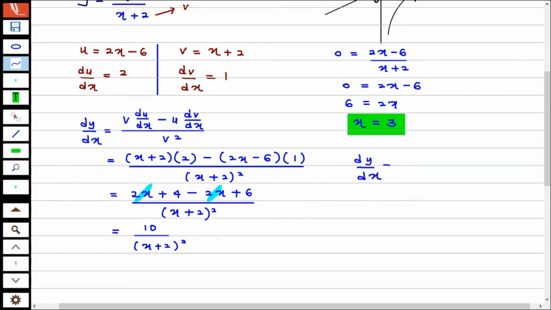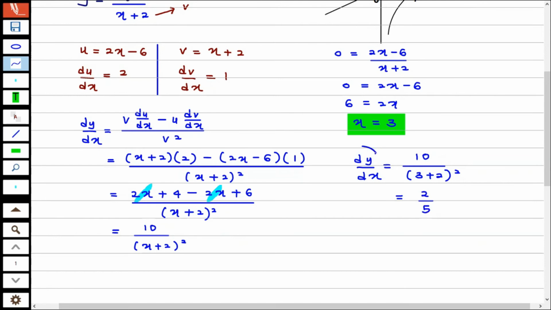Your dy/dx equals 10 over, your x is 3, 3 plus 2 squared. So if you put it inside the calculator, class, you're going to get 10 over 25, right? 10 over 25 is 2 over 5. So you're going to get 2 over 5. Understand, guys? Just use the calculator, okay?